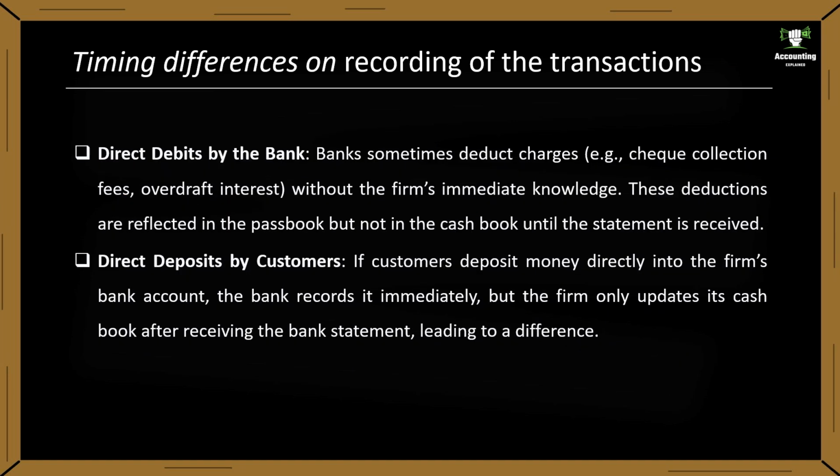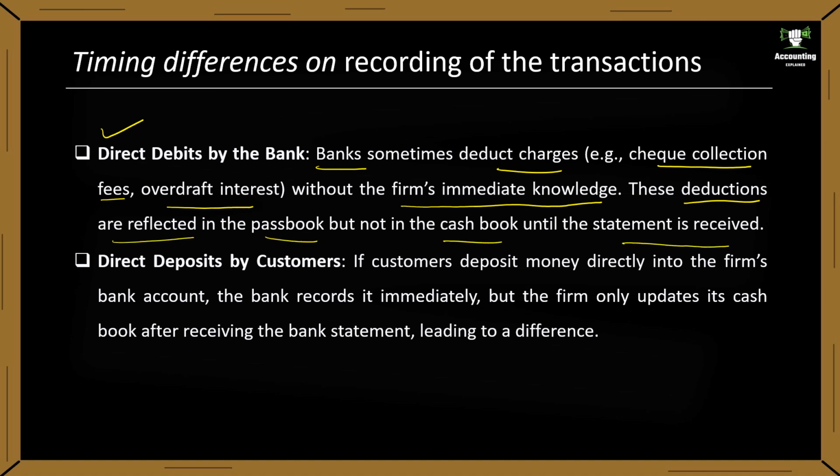Next reason for timing differences is direct debits by the banks. Banks sometimes deduct charges like check collection fees, overdraft interest, bank charges we saw in the BRS format, no, without the firm's immediate knowledge. Firm will not know about it. These deductions are reflected in the passbook but not in the cash book until the statement is received. So we will not know about the deduction in the passbook until we receive the bank statement, or we see the passbook.